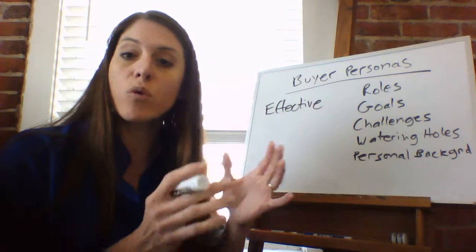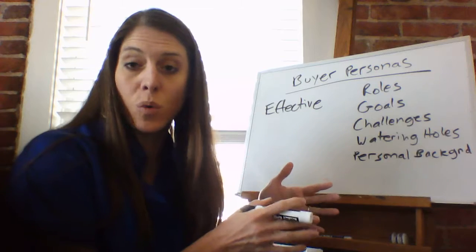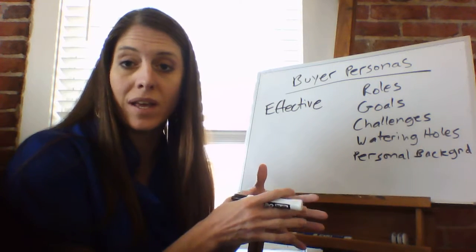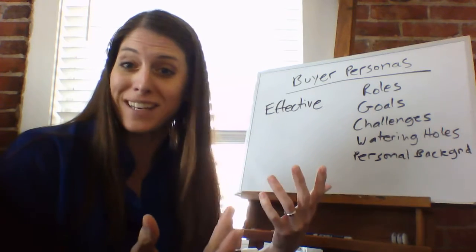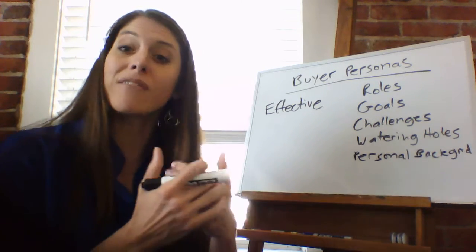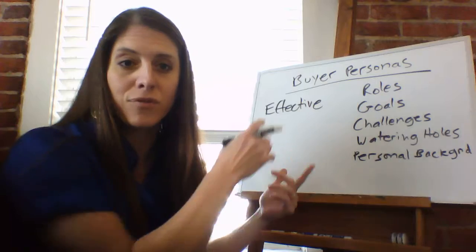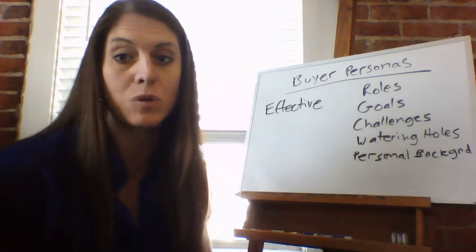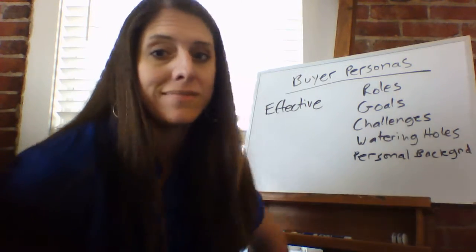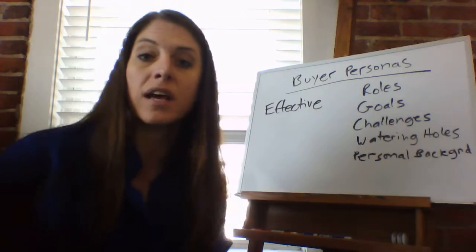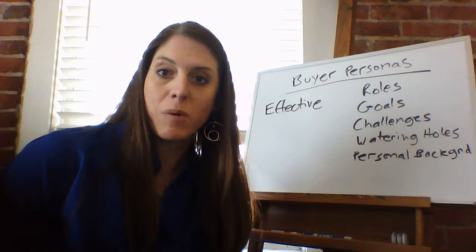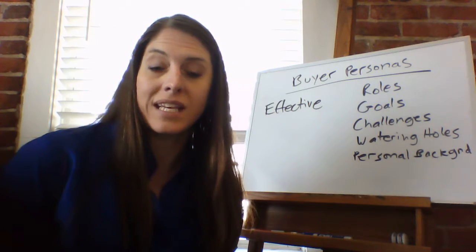So let me go over what areas you want to address with your buyer persona, and then you can use the template that comes along with this to fill in the information. And if you're having trouble with that, at the end of me going over this criteria, I'll explain some ways that you can capture that information. So let's start with roles as the first area. What is this person responsible for? What is it that they do day in and day out?